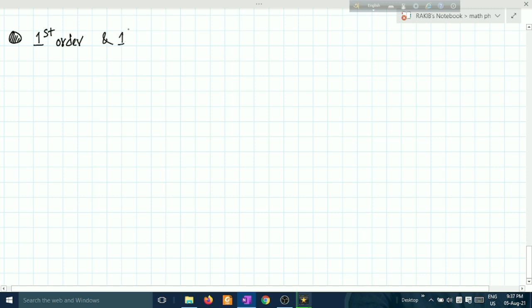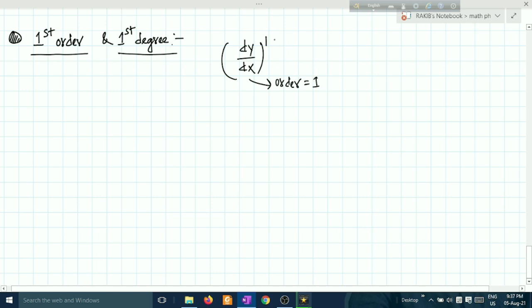and first degree differential equation. I think you are familiar with the terminologies first order and first degree. This means what? A differential equation containing dy by dx to the power 1. What is the order of this? The order is 1. What is the degree? 1. This is the degree.